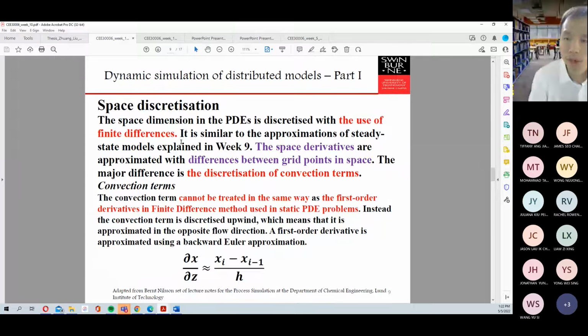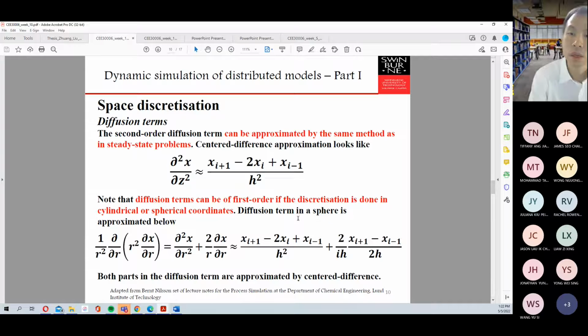Okay, so how do we do the space discretization? It's the same as what we did in week 9. If we have this del X over del Z, then we need to use these approximations here. Note that the convection term cannot be treated in the same way as the first order derivative. We have to approximate the first order derivative using a backward Euler approximation. The diffusion term can be approximated by the same method as in the steady state problem. So if we use the center difference approximation, it will look like this.